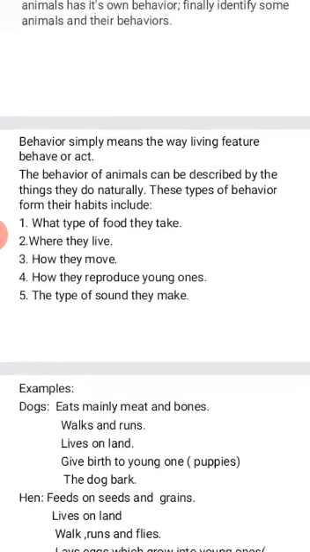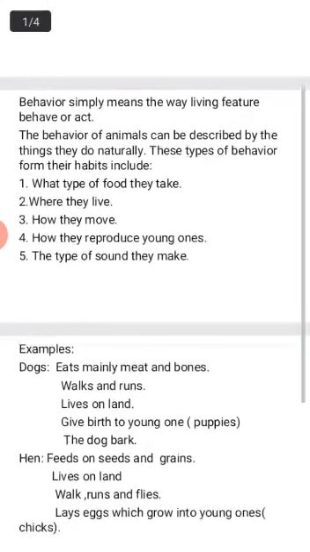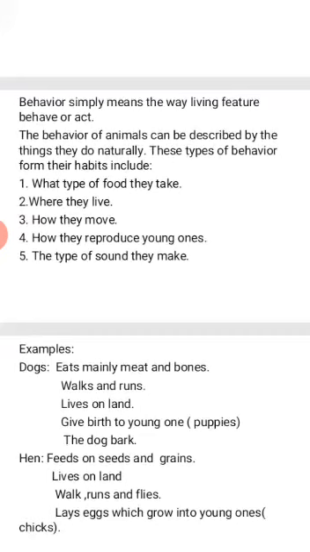So the animals also have their own type of food they take differently. Some animals can eat flesh, which is meat. Some animals cannot eat meat. Some animals eat leaves, while some animals cannot eat leaves, and so on and so forth. Number two, where they live. We all have where we are living, we all have where we come from. Likewise, animals have where they live differently.